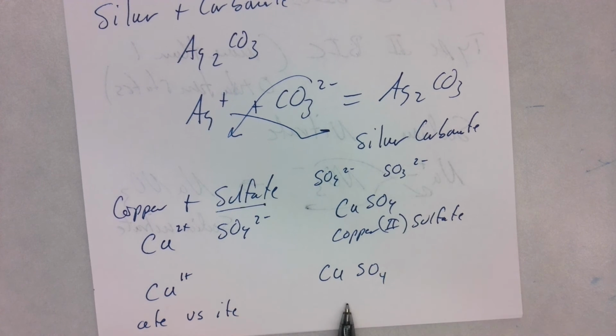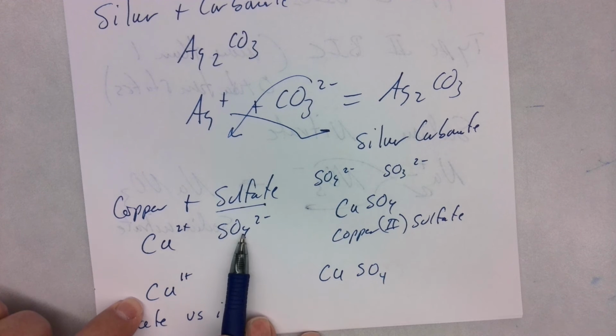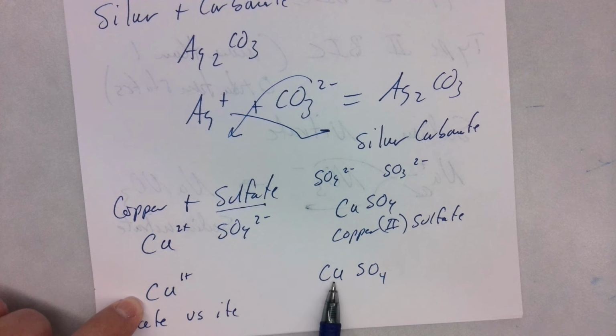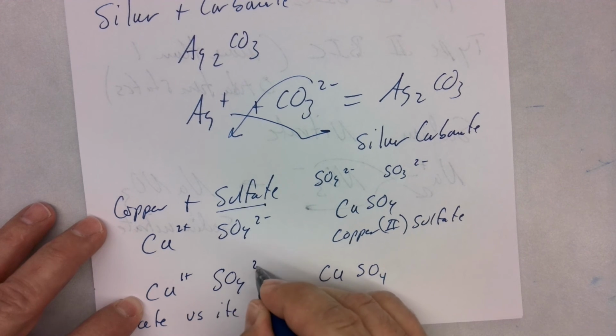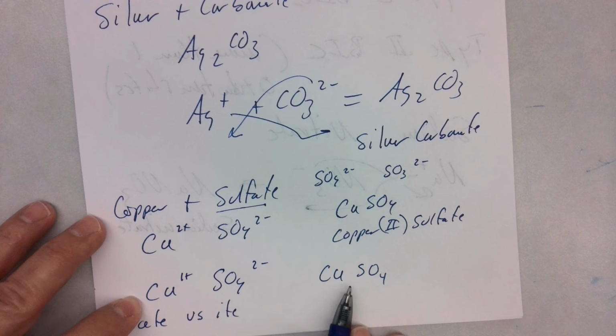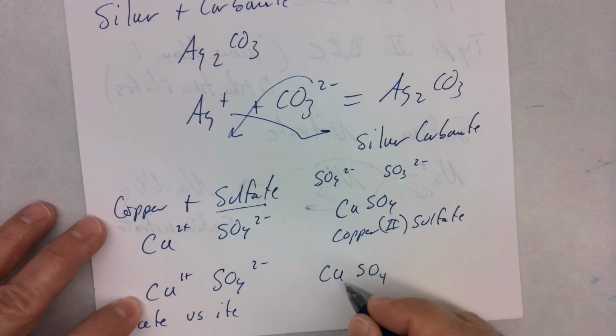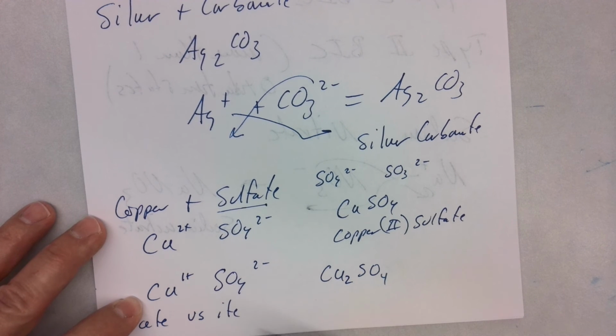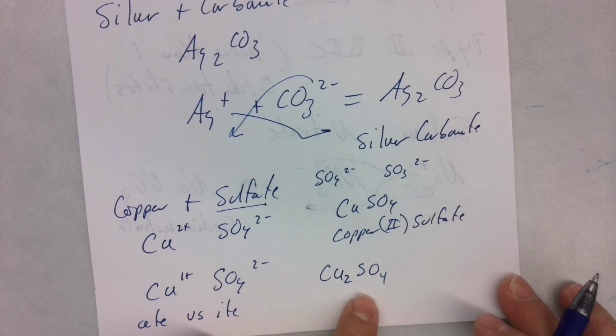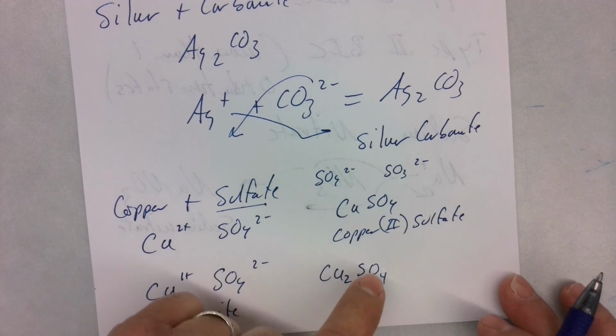Okay? Now, back to this one. So I got copper and I got sulfate. What would have to happen here? Because this is SO4 2 negative still, right? What would I have to have right here? Wouldn't that have to be a 2? My whole drop and swap, right? Now, because I only need one of each of these, I don't need any what?